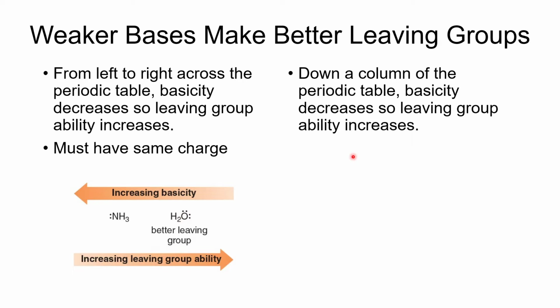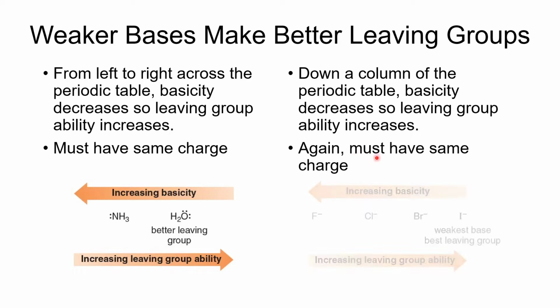If we're looking at a column, we'll find that as we proceed down a column, the basicity will decrease, so that the leaving group ability will increase. Again, in order to make this periodic table comparison, it needs to have the same charge. In this case, these are all negatively charged. So fluoride is the strongest of these bases. Chloride, bromide, and iodide are very weak bases, so we'll find that they are pretty good leaving groups, whereas fluoride is not that great of a leaving group.